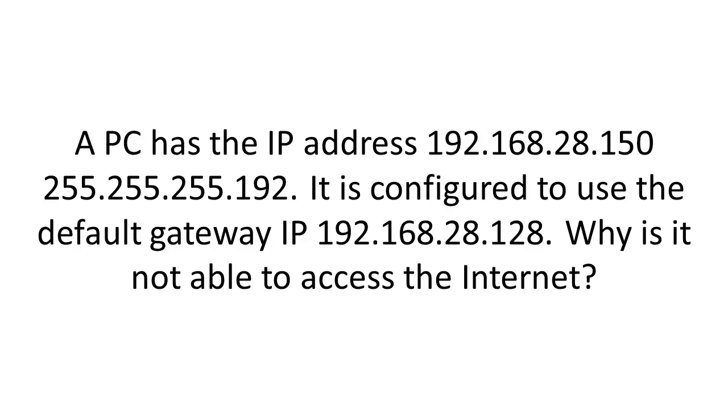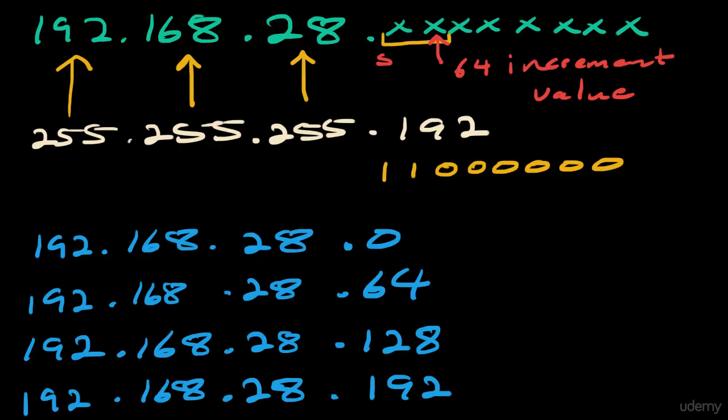The IPs in question are .150 and .128. .150 lies between .128 and .192. The default gateway was .128, and oh, look at this. .128 is actually a network ID. So this is why they're having problems.